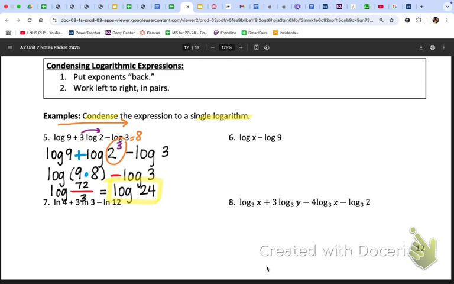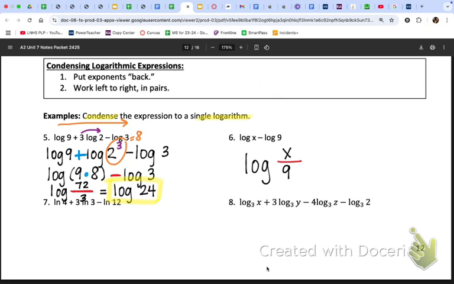Okay, you can do number 6. Go. Okay, you should have log of x divided by 9. You could put that in parentheses if you want. You don't have to. I'd take it.